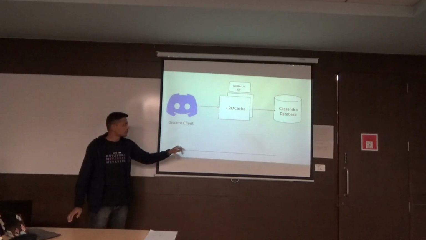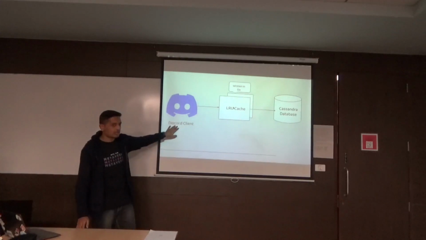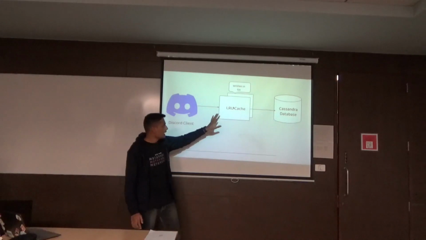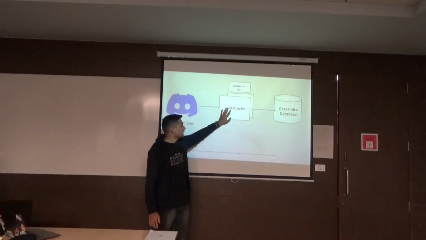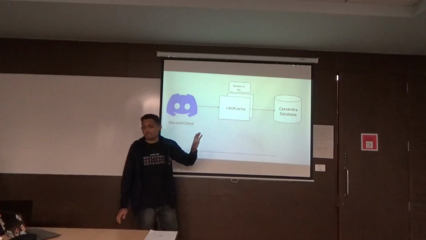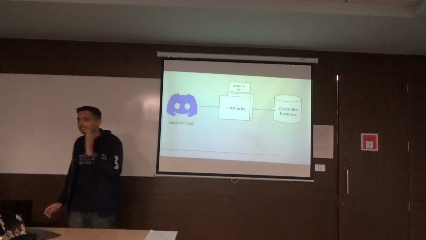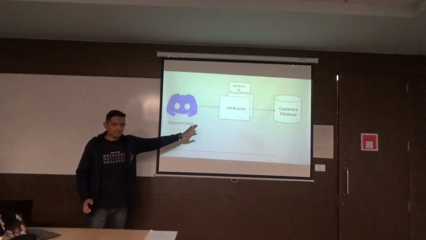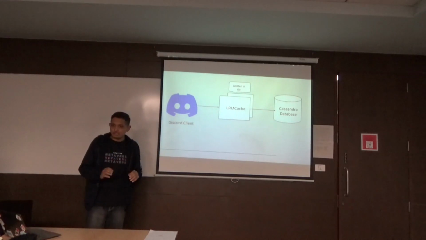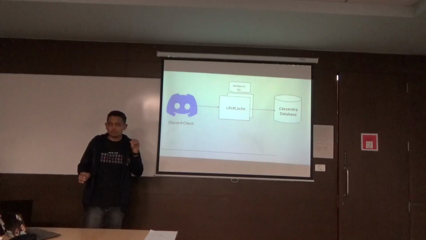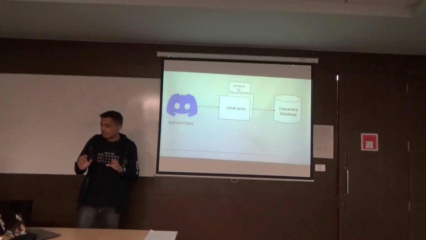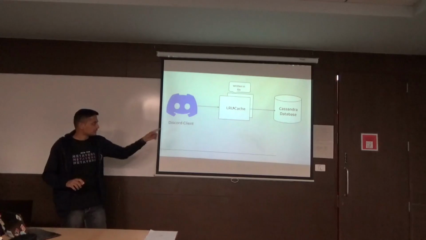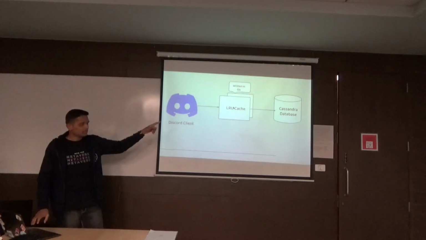So the architecture of the read states service is: there is your Discord client running in a web browser, then there is this LRU cache and the Cassandra database. This LRU cache is written in Golang. What is an LRU cache? Least recently used. I'll keep data in my cache, and whatever is least used, I'll remove. Whenever I need to put more data in the cache, I'll check what is the least used thing, and whatever is the least used data, I'll flush that data out. So that is a least recently used cache, and it was written in Golang.